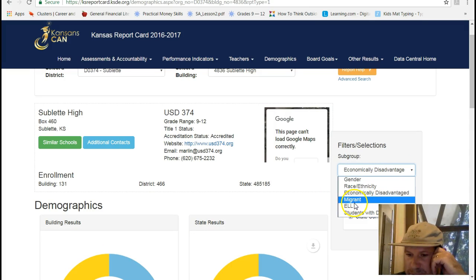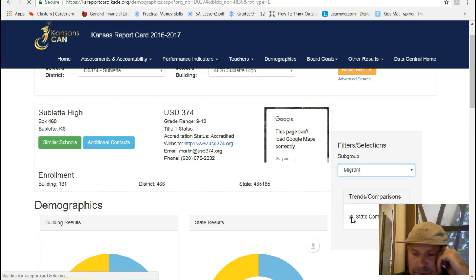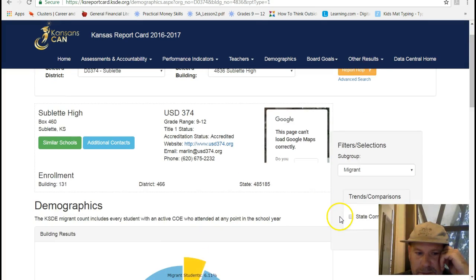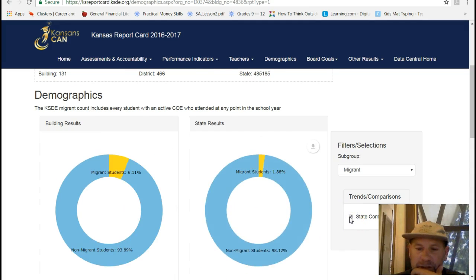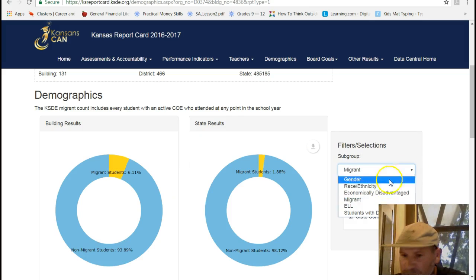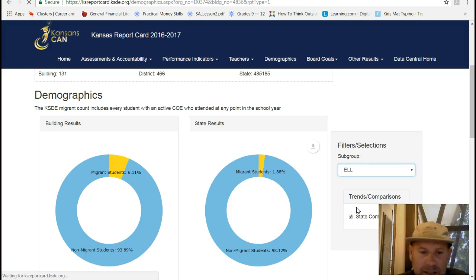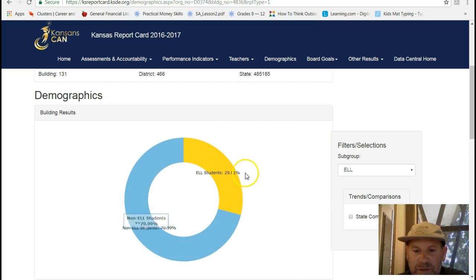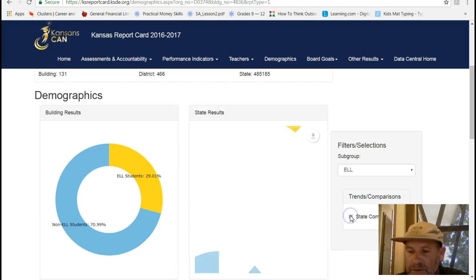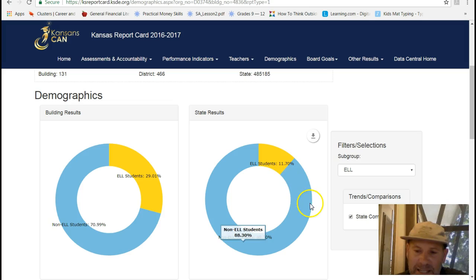Let's see, moving on. Migrant students, let's look at that one. Yeah, we have 6.11 migrant students, 93.89 non-migrant, which is a little higher than the state, actually quite a bit, so about 5% higher. Now let's go to the home language, the ELL students, the English language learners, which we do have quite a bit. If you look here, almost 29% are English language learners. When we compare that with the state, it has 11.7.